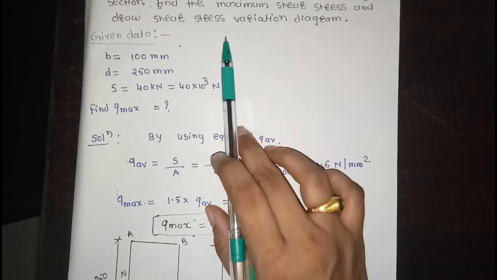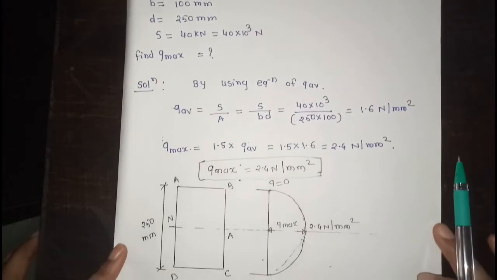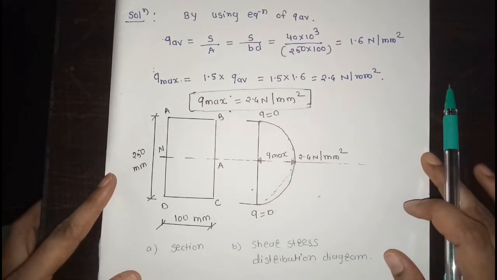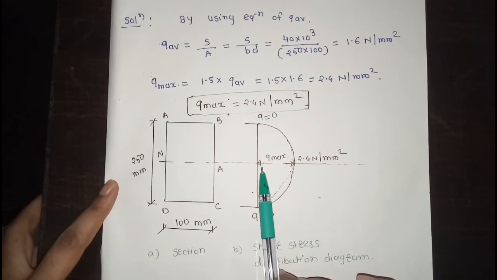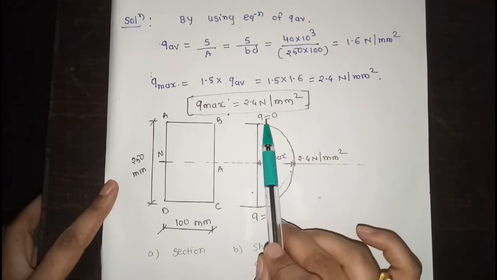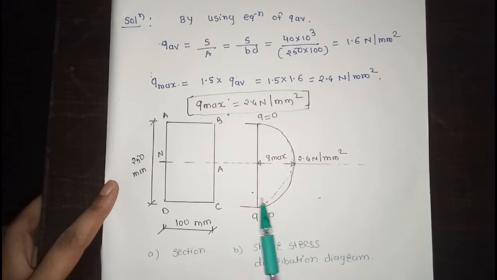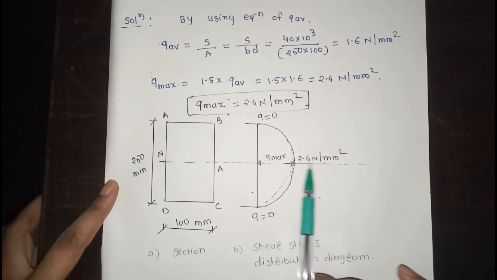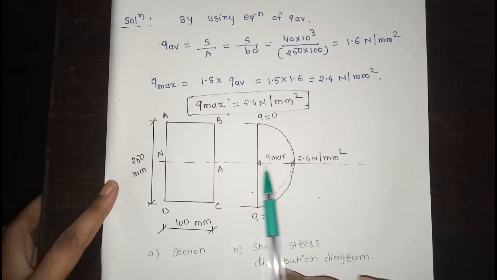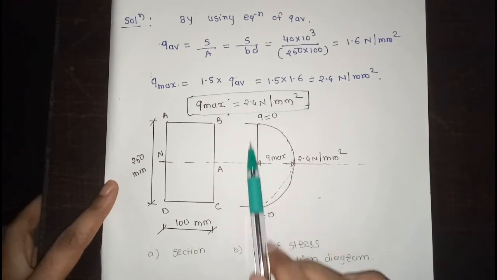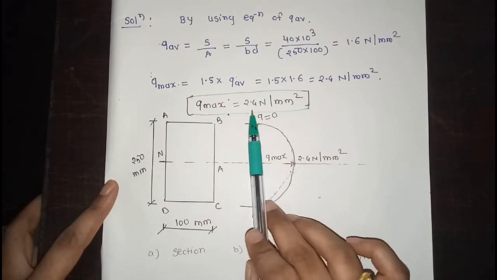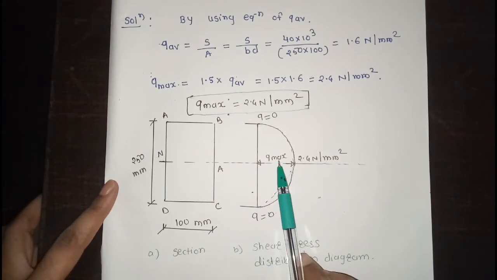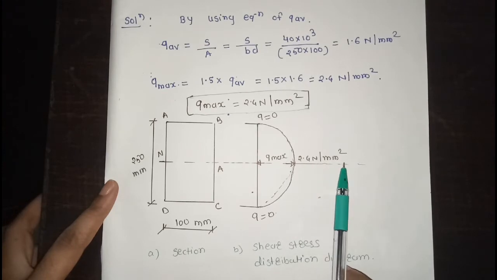Now draw the shear stress variation diagram for the rectangular section. At the top and bottom layer the shear stress is 0, and at the neutral axis the shear stress is maximum. And this is parabolic in nature. So what is the value of Q max? 2.4. So right here, Q max is equal to 2.4 Newton per mm square.